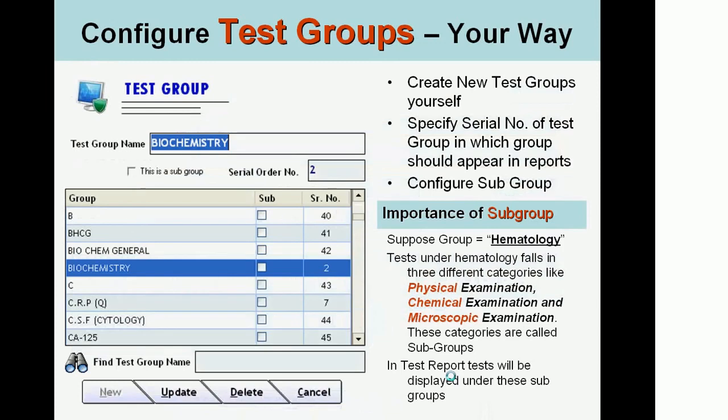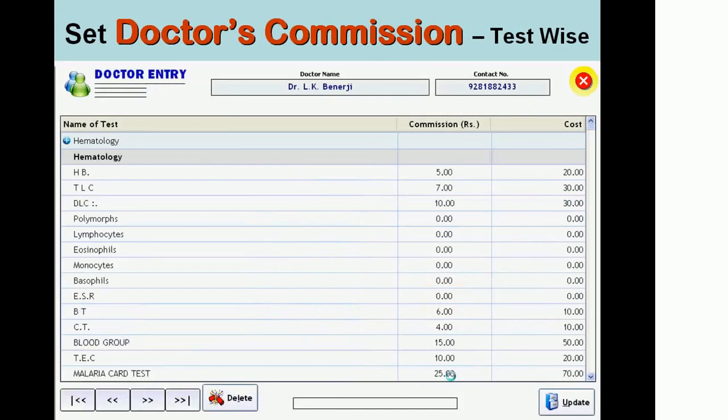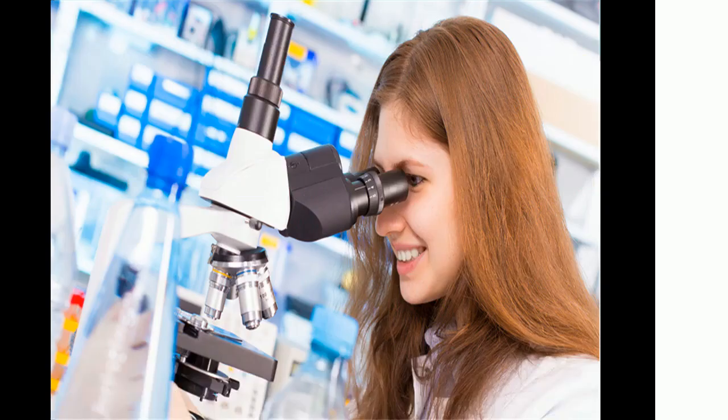In pathology clinical labs, there are a number of tests. Every test has a group or subgroup. In ELab software, we can define new groups or subgroups with a serial order number. Most of the clinical labs share their profit with referring doctor. Using ELab software, we can structure each test profit share very simply.